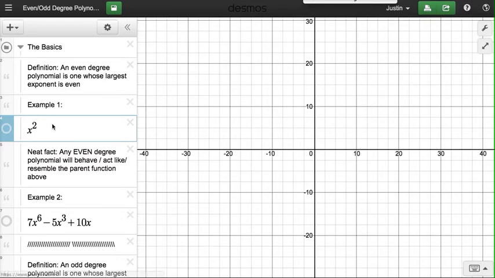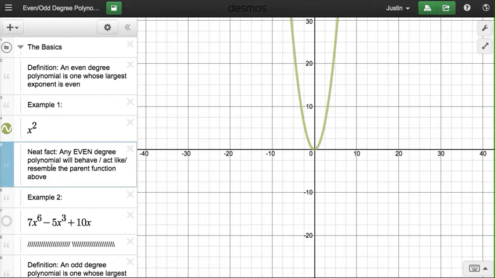So the first example that I have is this one right here, x squared. It's an even degree. 2 is an even power, so it's an even degree polynomial. What does it look like? Well, you guys know what it looks like. It looks just like this. In fact, any even degree polynomial is going to behave or act like or resemble this function right here. Take that down as well.